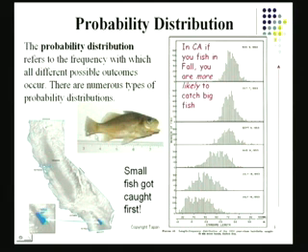This is fishing for a particular type of fish in California, and the fishing season starts in summer, toward the end of summer, like July. As people start fishing, this is the length of the fish caught. If you are more on this side, you have caught large fish; if you are more on this side, you have caught small fish.